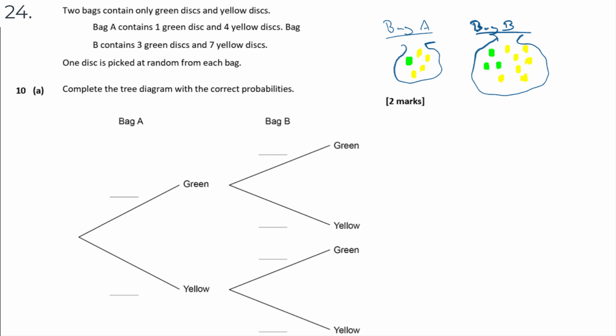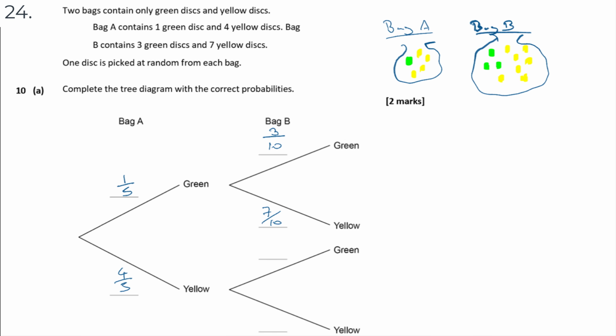Now, for bag A, there's 1 green one and 4 yellow ones, meaning that there are 5 discs altogether. So the probability of getting a green is going to be 1 out of 5. The probability of not getting a green, in other words, getting a yellow, is going to be 4 out of 5. Okay, so we're done with bag A. Switching to bag B. Now I've got 3 green, 7 yellow, making 10 altogether. So the probability of picking a green one is 3 out of the 10 discs. And so the probability of getting yellow is going to be 7 out of 10.